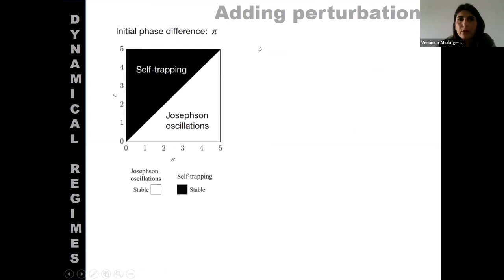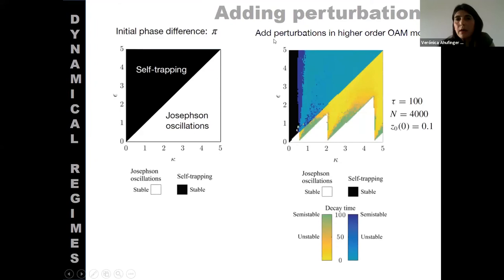Now, what we would like to do is to study the stability of these dynamical regimes. So we start with an initial phase difference of pi, the antisymmetric state, and here we plot the boundary between self-trapping and Josephson oscillations as a function of the interactions and the tunneling. What we do now is add some perturbations in higher-order orbital angular momentum modes, and what we obtain is this plot here. Let me explain the color code. The black region corresponds to stable self-trapping, as in the previous plot.